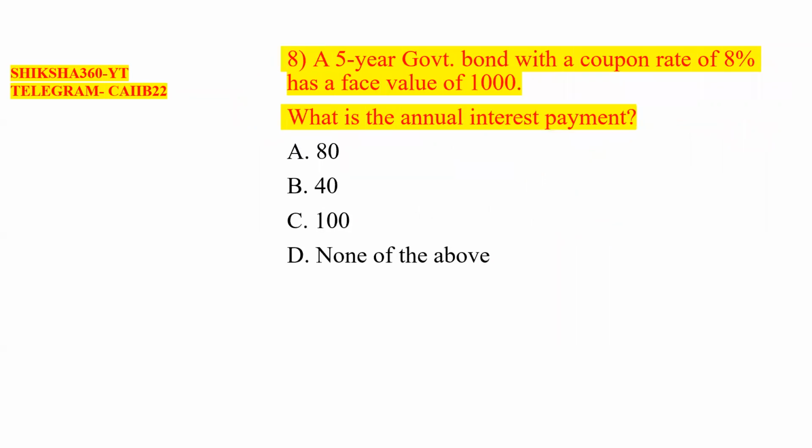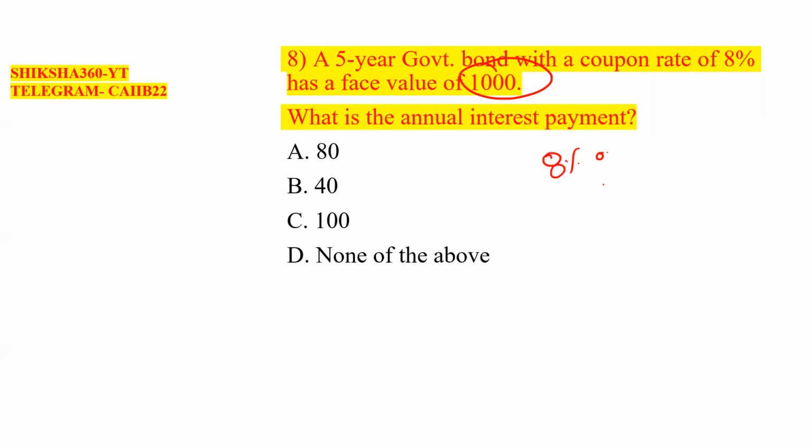Now move to question number 8, which we covered last week also. It is about bond investment. A 5-year bond with a coupon rate of 8% and a face value of rupees 1000. What is the annual interest payment?